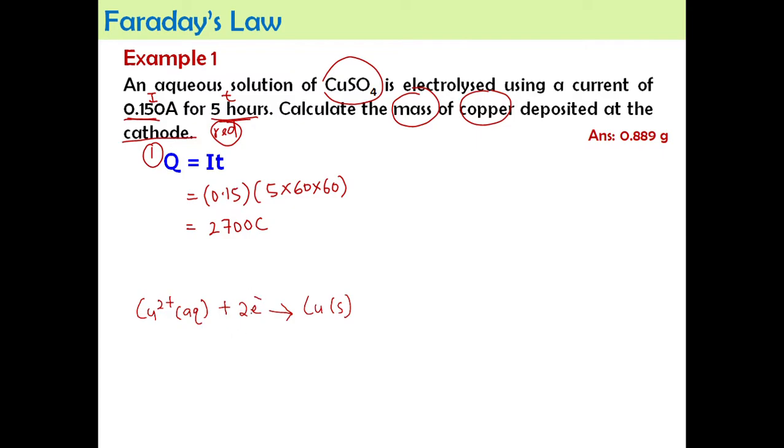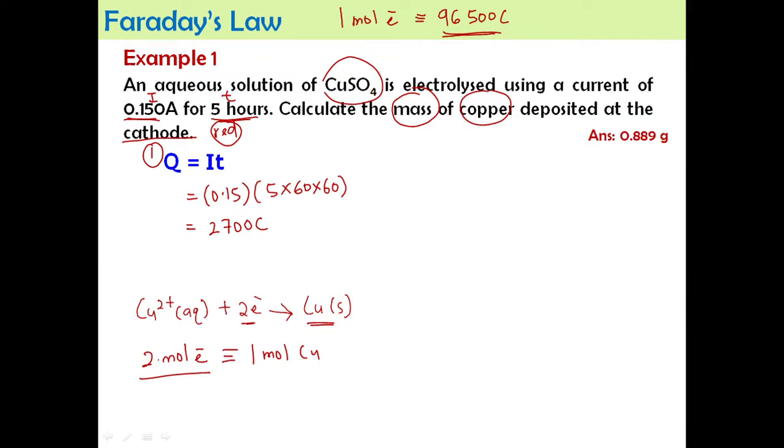Barulah kita dapat relationship between electron dengan product. So from this equation, kita dapat 2 mol of electron. So kalau discharge this much of electron, 2 mol electron akan menghasilkan 1 mol copper. So kalau kita discharge 2 mol of electron, ingat balik relationship tadi, Faraday's constant. 1 mol of electron bersamaan dengan 96,500 coulomb. Jadi 1 mol elektron akan bawa charge sebanyak ni.